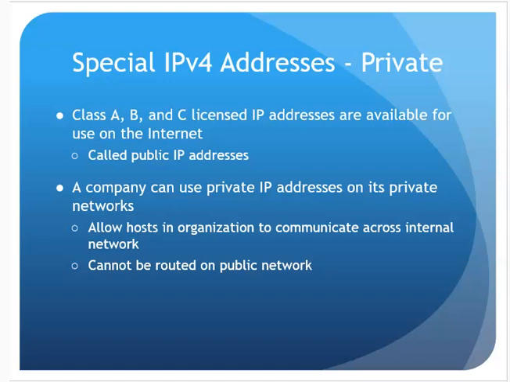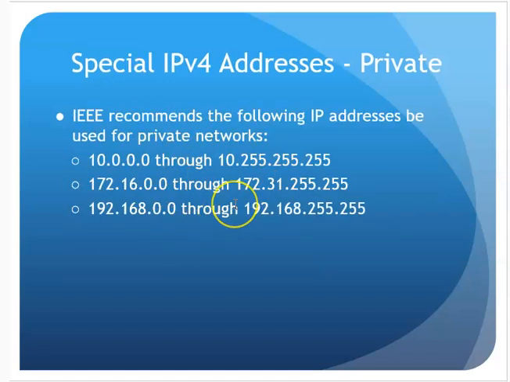There are some special IPv4 addresses that are set aside for private use. First, all these Class A, B, C licensed addresses are available for use on the internet. These are called public IP addresses. But a company or even your house can use private addressing. That allows us to use an addressing scheme that we haven't applied for in our network, in our house, in our place of business. This is perfectly okay to use. These numbers are set aside for that purpose.